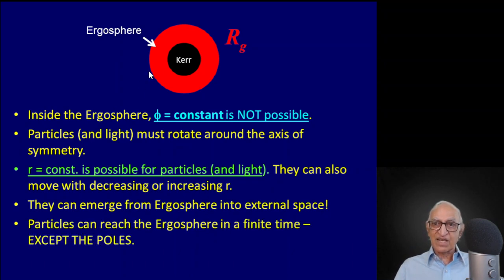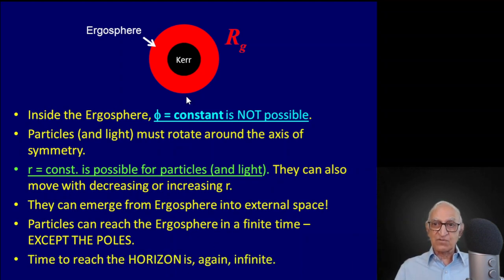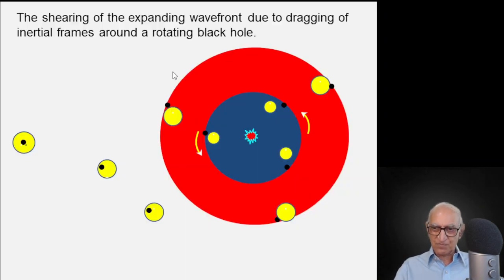Particles can reach the ergosphere in a finite time. Remember, an astronomer at infinity threw a stone towards a Schwarzschild black hole, and it took an infinite time for the stone to reach the event horizon. Here, it will not take an infinite time. In a finite time, the stone will reach the ergosphere. But here also, it will take an infinite time to reach the horizon. But it will take a finite time to reach the ergosphere. So I can merely have a vacation package, a chartered plane, go into the ergosphere and come out.